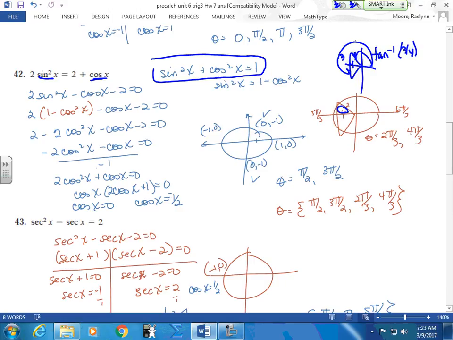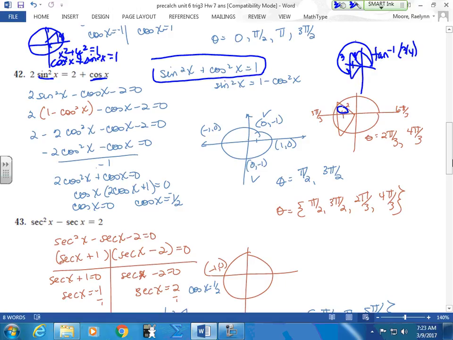And again, you can find this off of your unit circle. When you do this, this is a 1, this is your x, this is your y. This is Pythagorean's theorem. Replace this with the cosine, replace this with the sine. That is your Pythagorean identity.